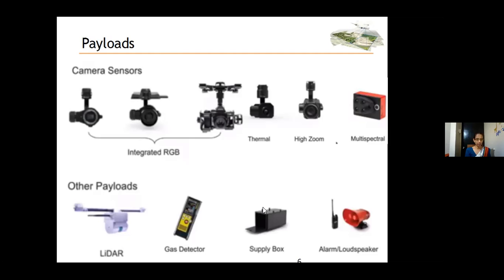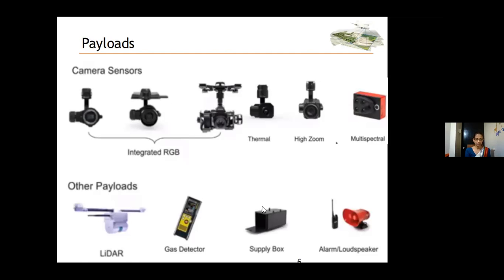So you can see some examples here. In most surveys, we can use camera sensors. Based on your application, you can attach an integrated RGB camera, thermal camera, high resolution camera, or multispectral camera. Not only that, based on the objective, you can also attach maybe a LiDAR sensor or gas detector. As I said, maybe you can deliver some packages. So whatever thing you carry with your UAV system, we call it payload.